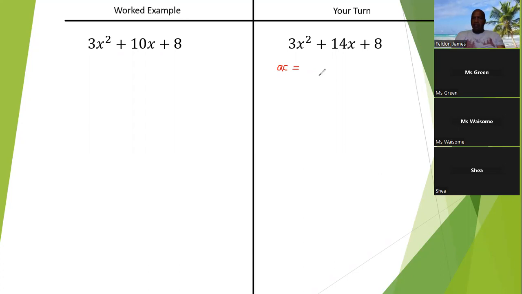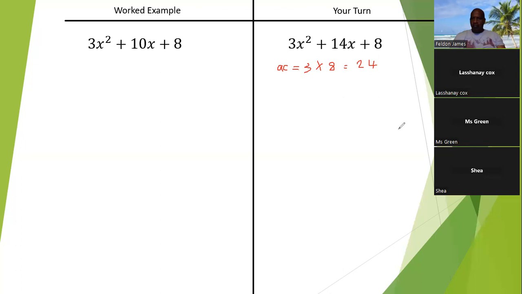Sir, the AC is 3 times 8. All right, so you have 3 times 8. And what else did you do? Sir, after the 3 times 8, 24. Oh, you got 24, all right. So we need factors of 24 which, when you add them, you get 14. What numbers can you use to multiply to get 24?